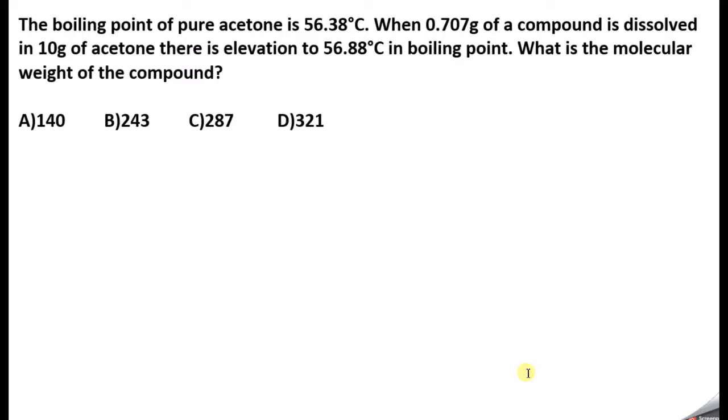The chapter handled here is solutions. I will just read the question. The boiling point of pure acetone is 56.38 degrees Celsius. When 0.707 gram of a compound is dissolved in 10 gram of acetone, there is elevation to 56.88 degrees Celsius in boiling point. What is the molecular weight of the compound?